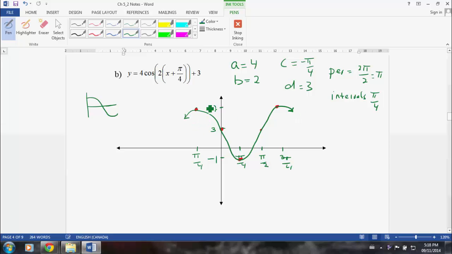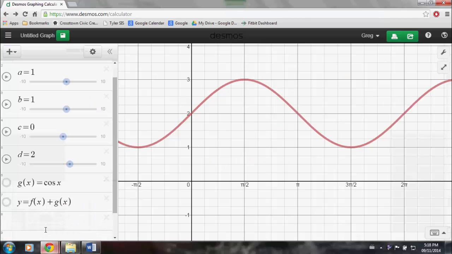Okay, so at any point along the way as well, if you get stuck and you get frustrated, or if you want to check your answer, you can throw it into either Desmos or any other kind of graphing calculator.